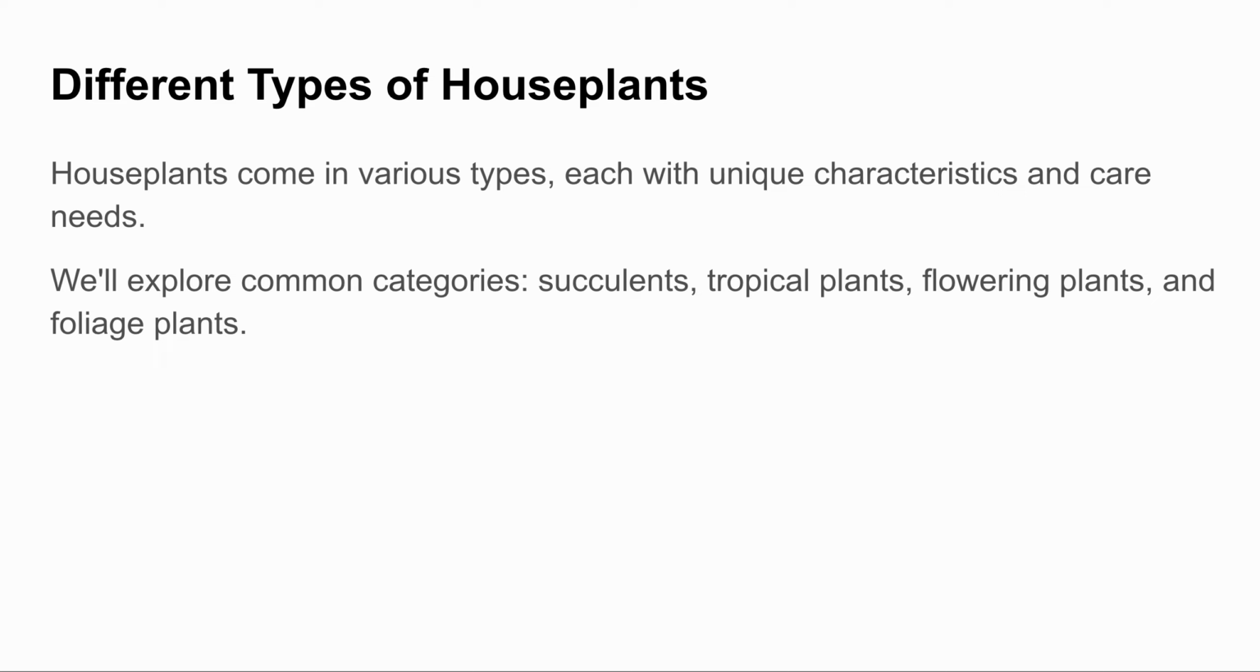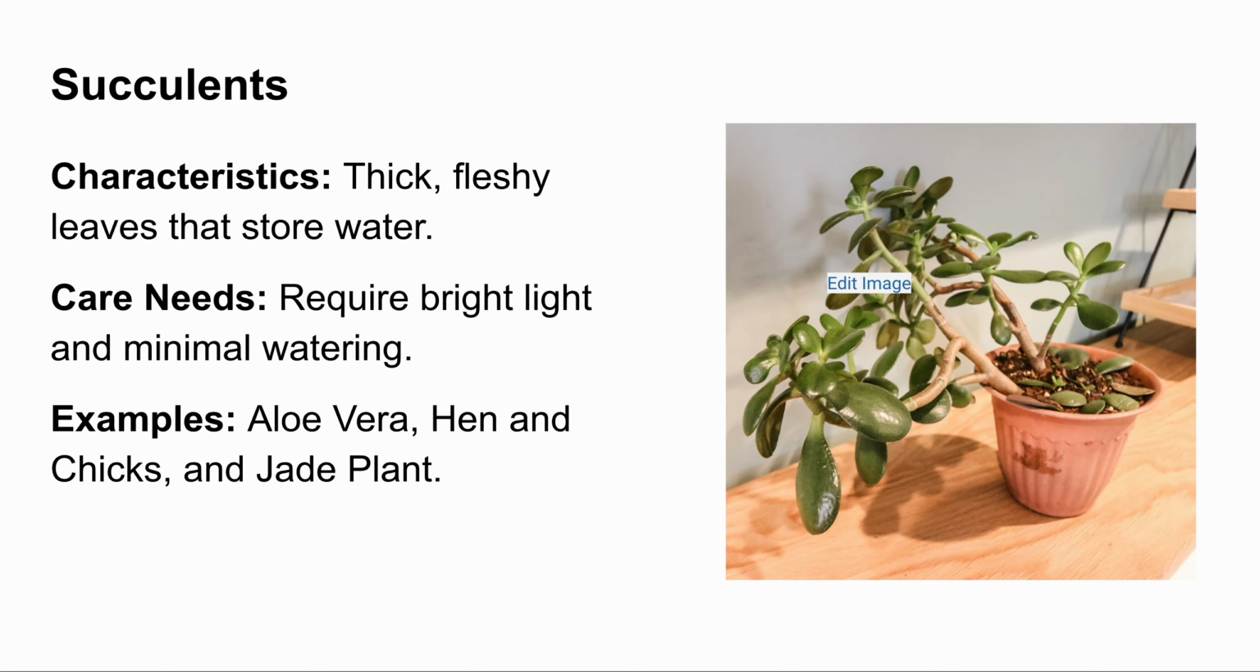So, in addition to those processes, I wanted to cover some of the basic types of houseplants and just some of their characteristics and care needs. The first type is succulents, and these are plants that store water in their leaves, and so they do not need to be watered as often as some other plants. They have those thick, fleshy leaves. They like really bright light and less frequent watering because they store their own water like a camel. Examples of this were aloe vera, hen and chicks, and jade plant. And in my image right there, you can see my very leggy jade plant.